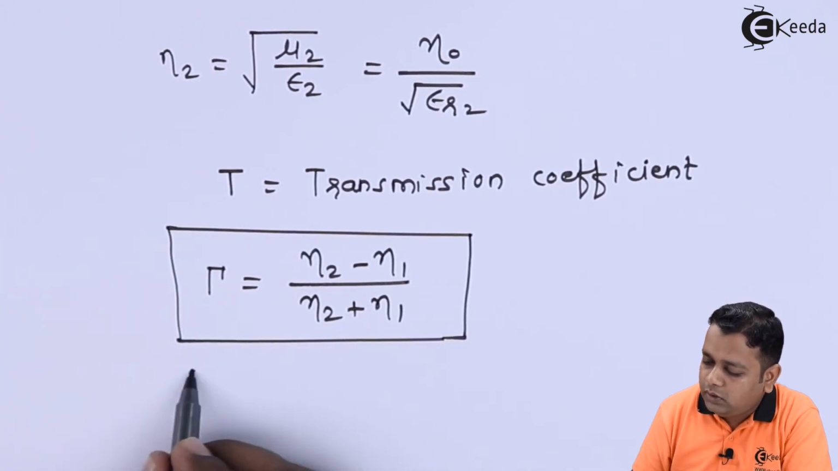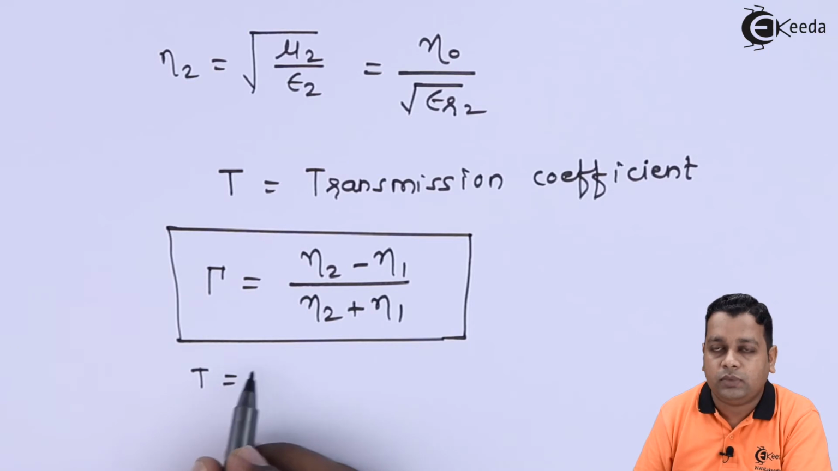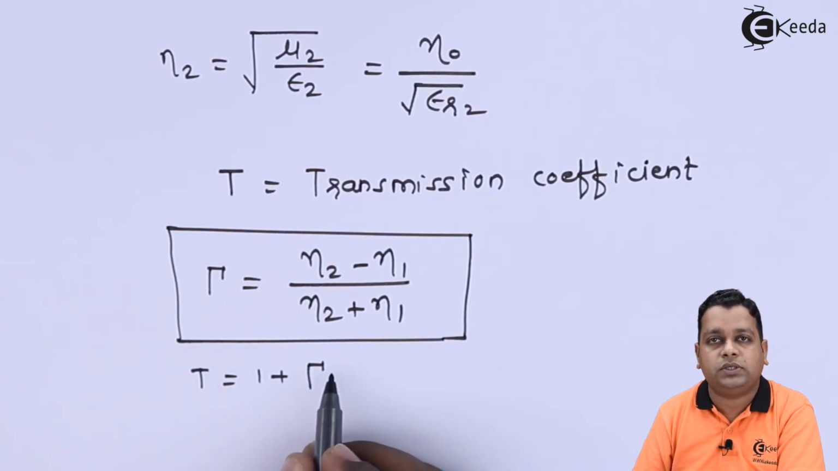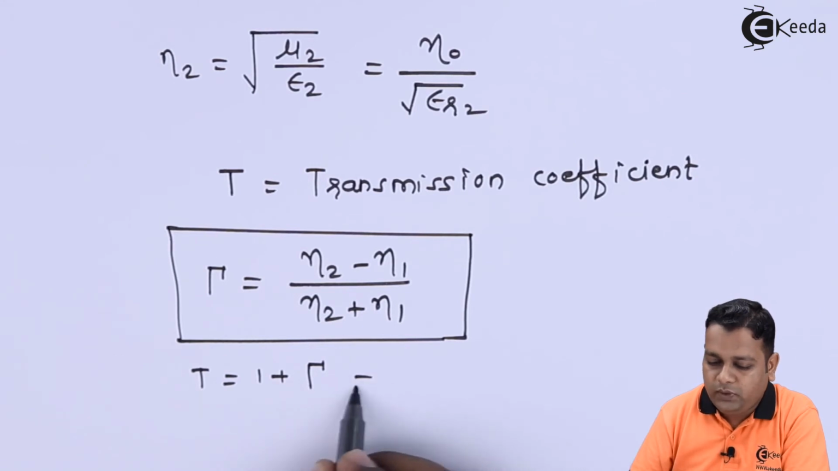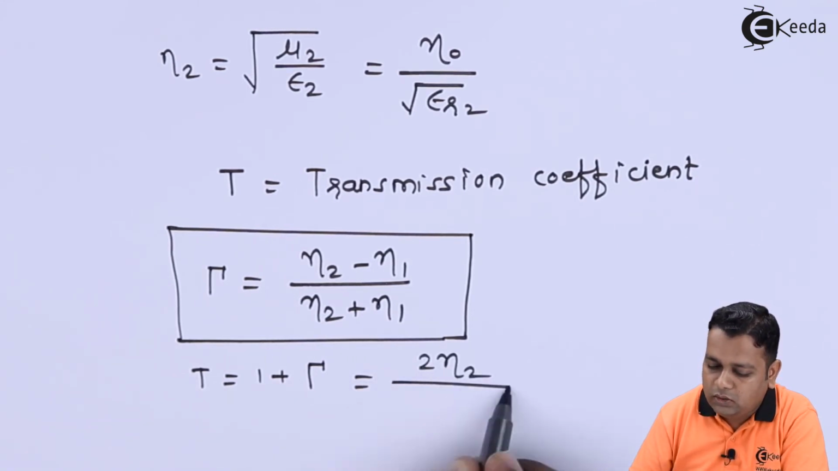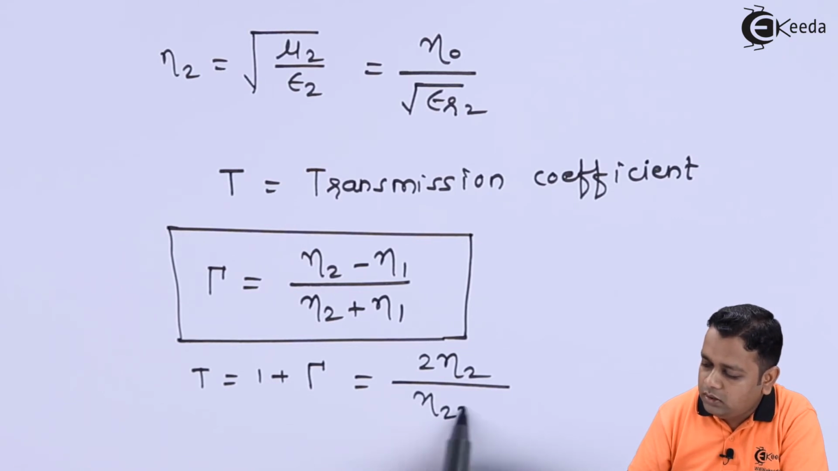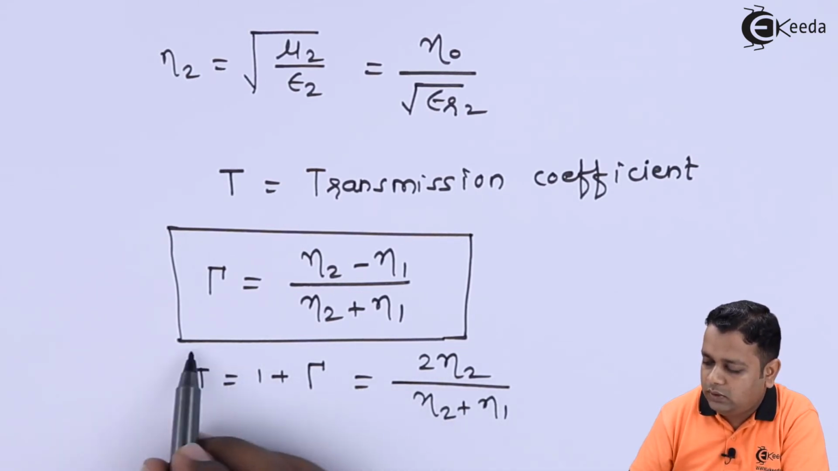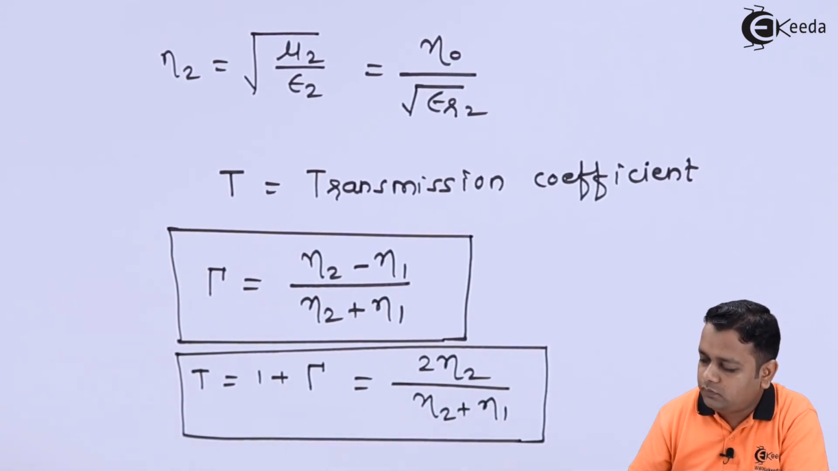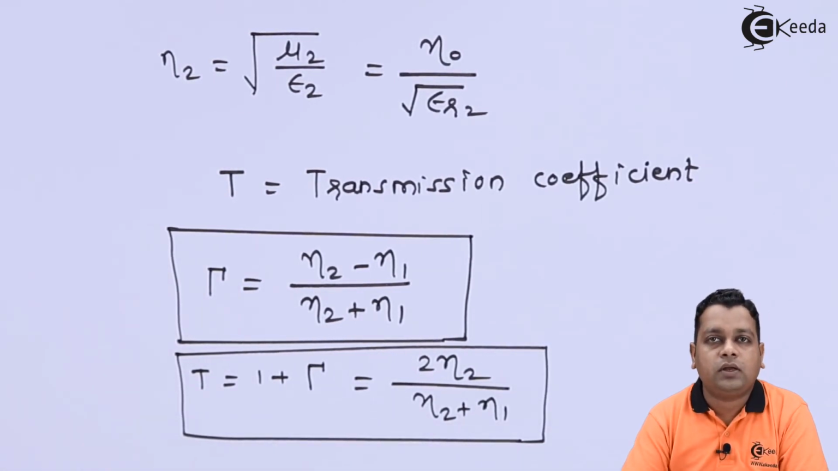Now the transmission coefficient can be given as 1 added with the reflection coefficient capital gamma. Hence we can have it to be equal to twice eta 2 divided by eta 2 added with eta 1. So this way we can have both the formulae for reflection and transmission coefficient.